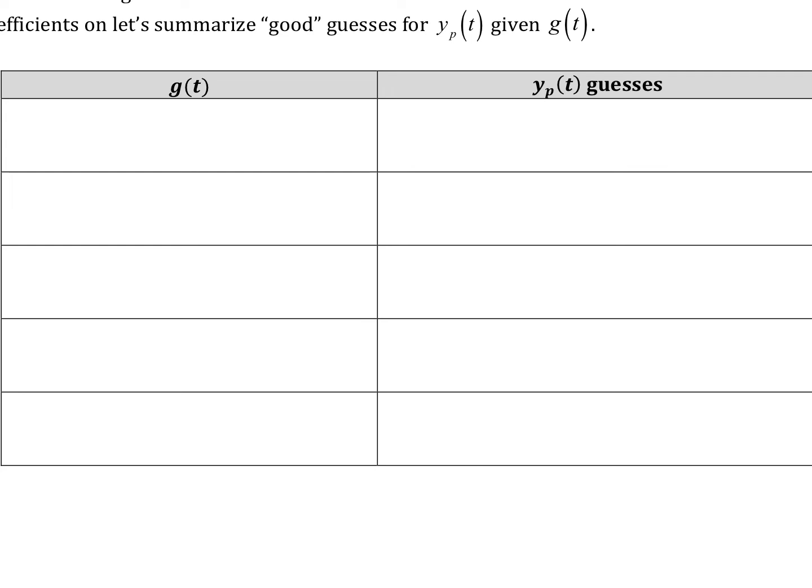And we've made guesses based on that. So let's solidify what our good guesses should be. I'm going to use good in quotes because there are other things that will work. But let's talk about just our good solutions. So we looked at when our g of t was e raised to the rt. And the guess that we used was some constant times e raised to the rt. And that worked well. If we ever had a function like e to the f of t, would we just guess k e to the f of t?